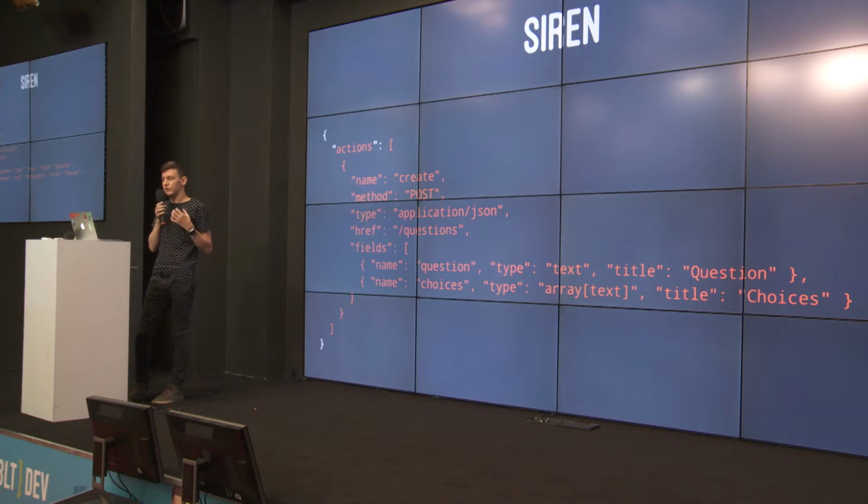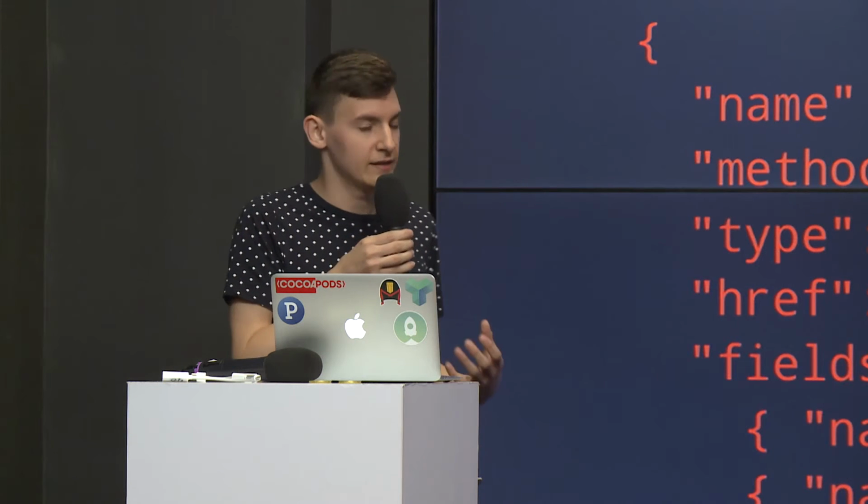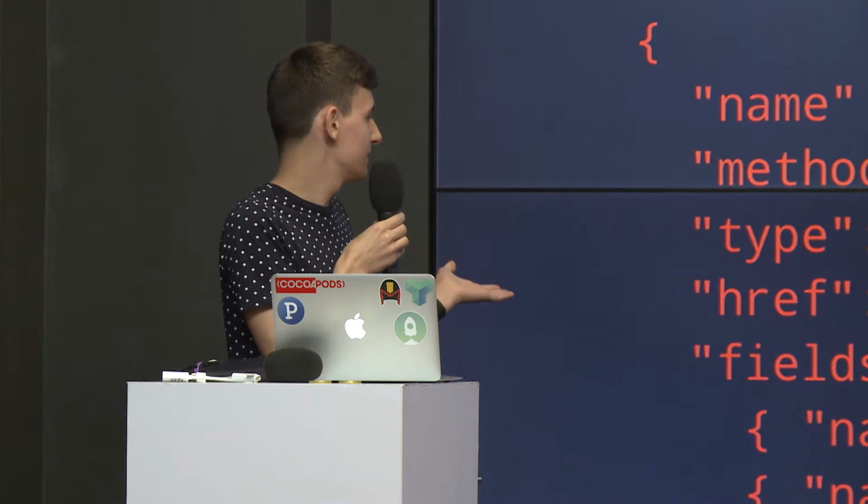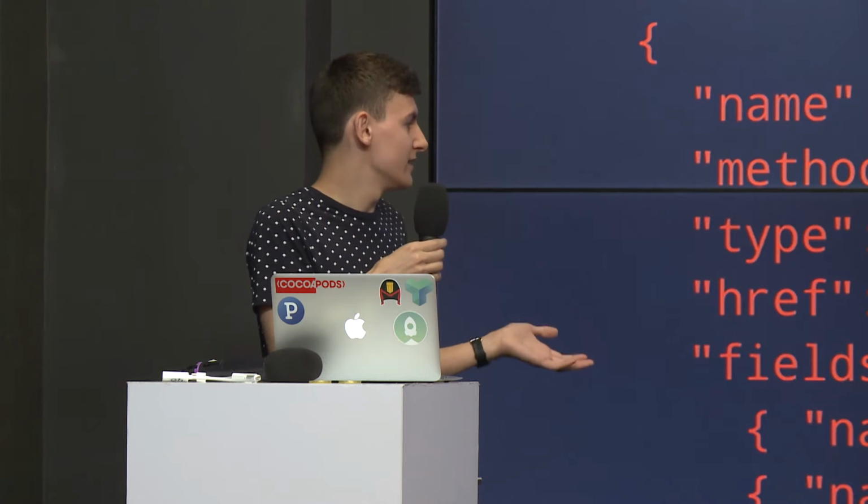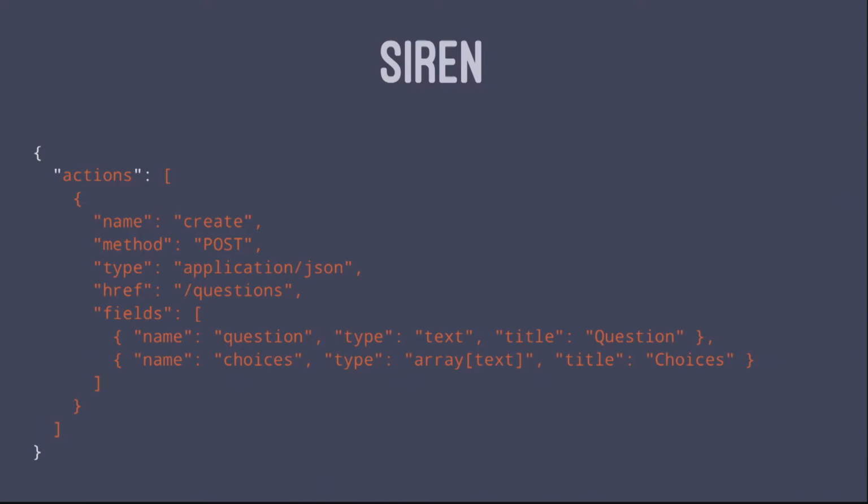Now, Siren allows you to express the fields or attributes that you may use to follow a transition. For example, it tells us what we need to send. It tells us we need to send a question and choices, and it tells us the type of document they are, as well as localized titles for the interface.